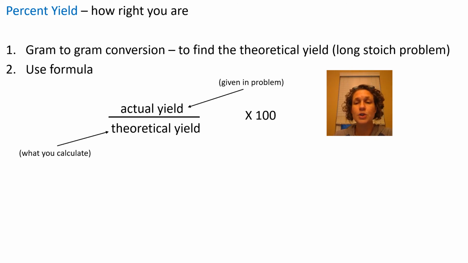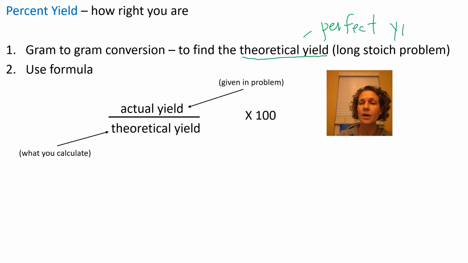And there's two steps. The first one's kind of long because it's a stoichiometry problem, but you're going to do a long stoichiometry problem, a gram to gram conversion, and you're finding the theoretical yield. Okay, this is essentially the perfect amount. This is what you should get in a lab if everything went perfectly. If every molecule reacted, if you weighed every molecule without any of it blowing away or getting stuck in the beaker or whatever it is, this is exactly how much you should get.